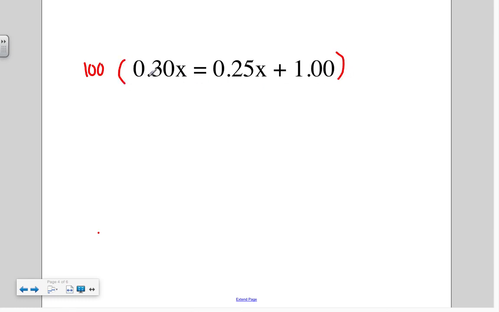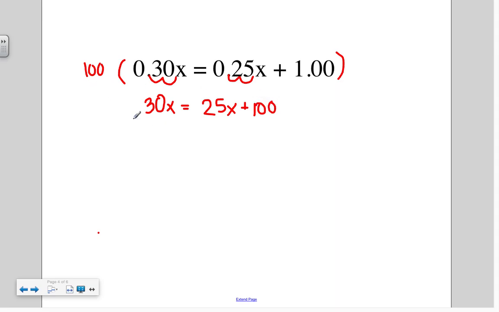So what we're really doing is moving our decimal 2 places. So this becomes 30x equals 2 places, 25x plus 100.